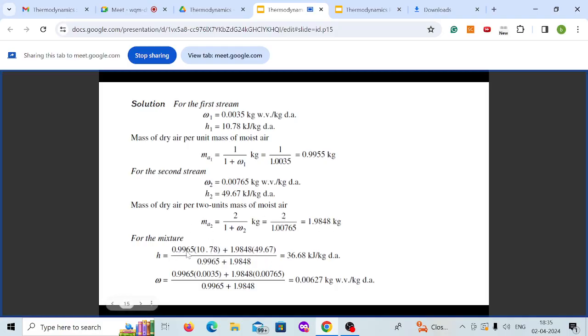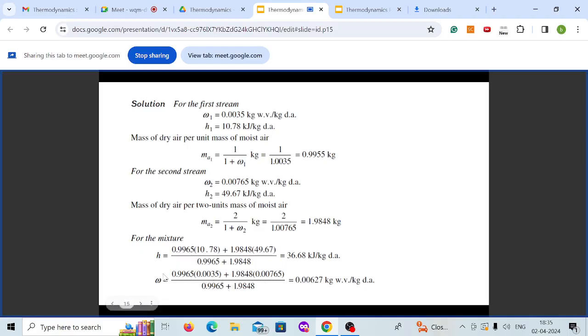Your equivalent enthalpy is the mass of the first into your enthalpy plus mass of the second into its enthalpy, divided by the total mass. This gives you the mixture enthalpy as 36.68 kilojoule per kg of dry air. Similarly, your specific humidity is the mass of water vapor in the first plus the mass of water vapor in the second, divided by the total mass.